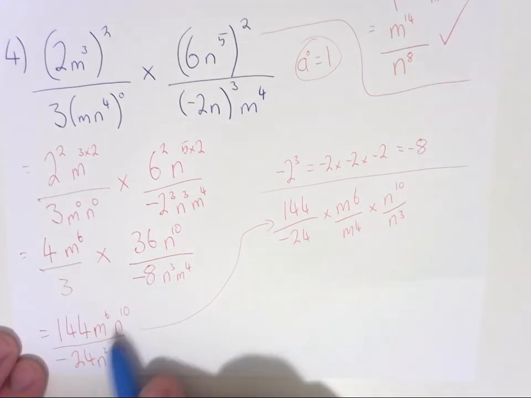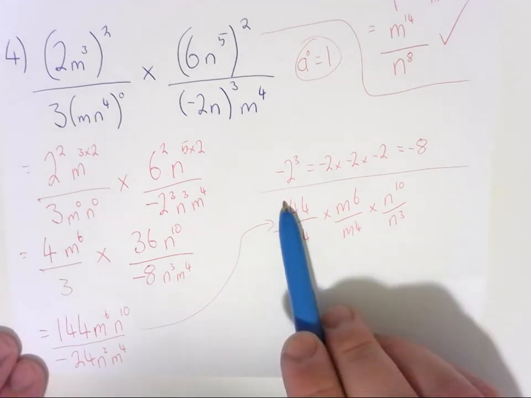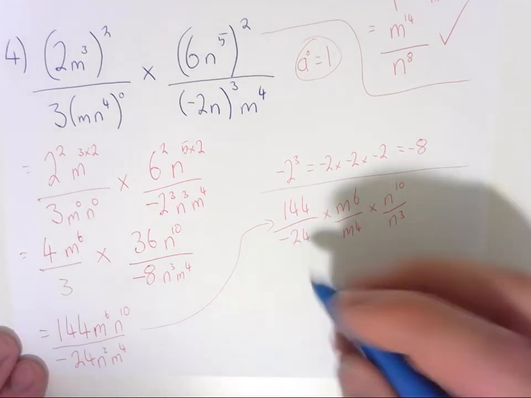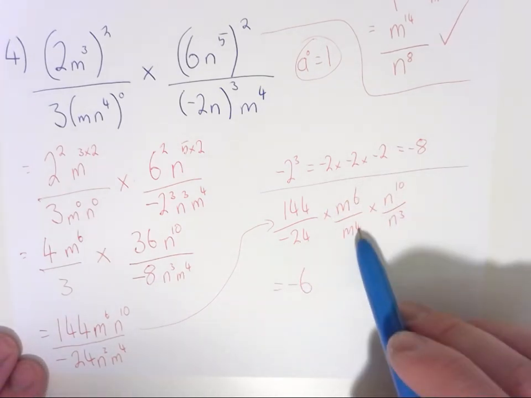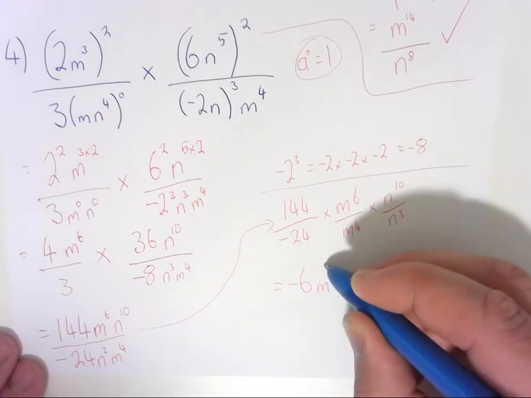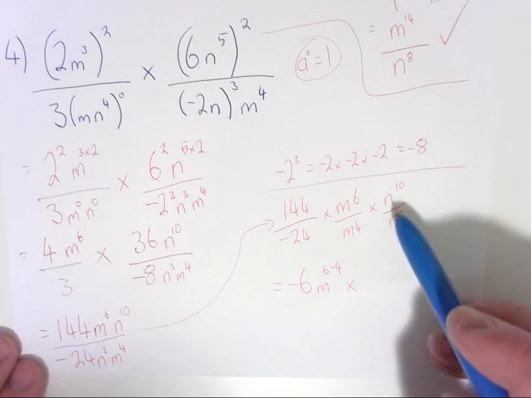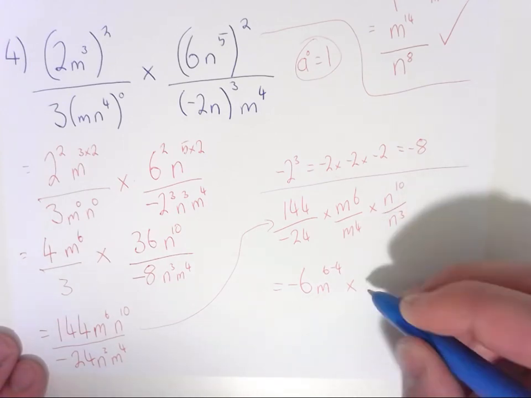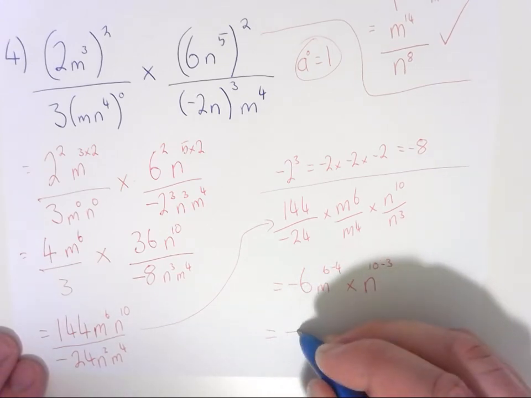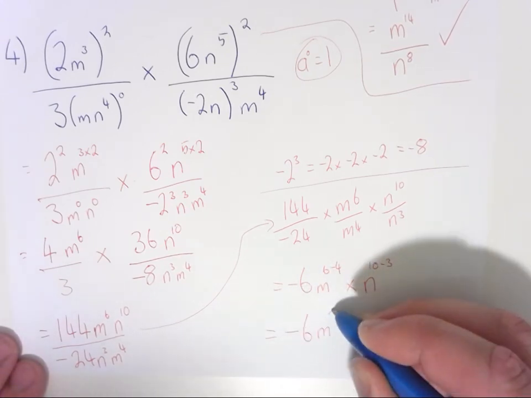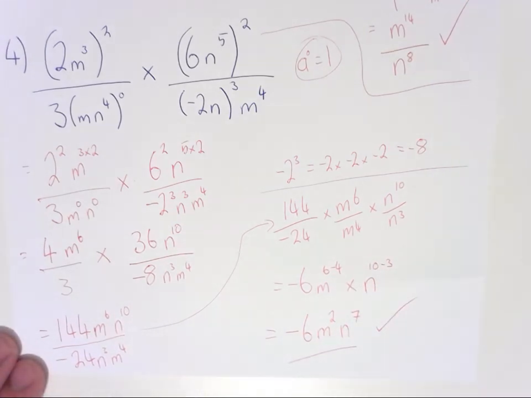It doesn't matter about the order, still going to end up with the same answer. 144 divided by negative 24 is negative 6. 6 take 4, so this is going to become m to the 6 take 4, and then times by n to the 10 on n to the 3, which becomes n to the 10 take 3. So our final answer is negative 6 m to the 2 n to the 7, and that is my final answer there.